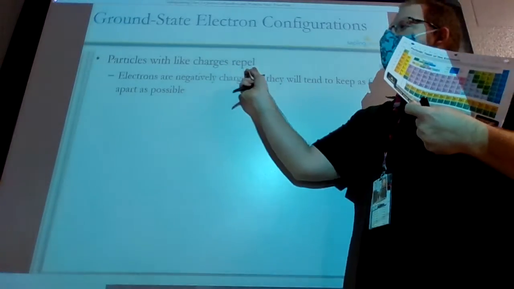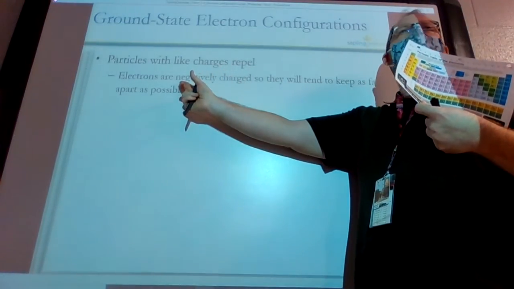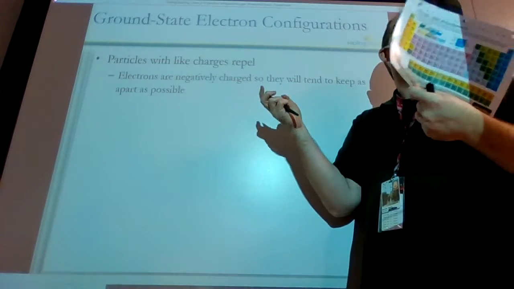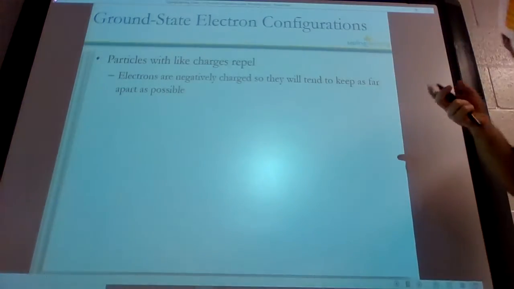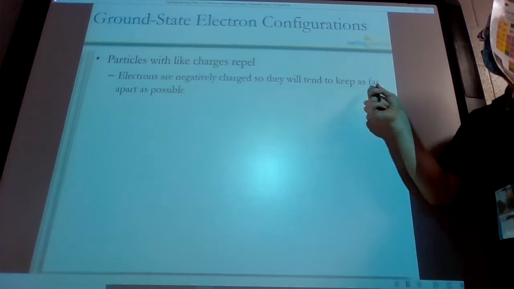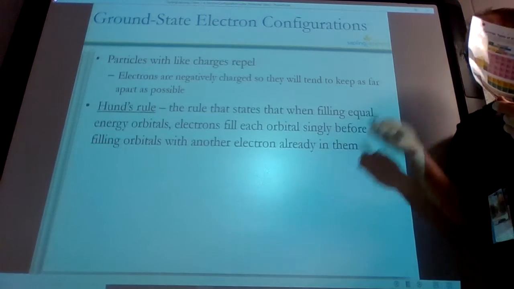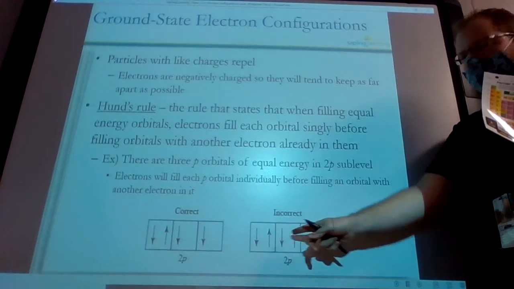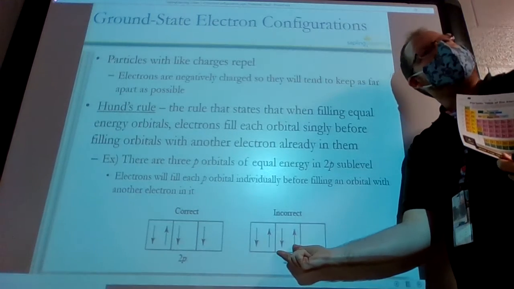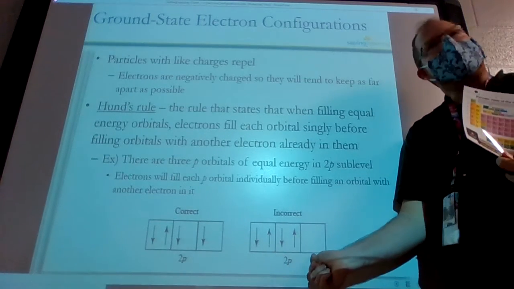Remember that particles with like charges repel. Your electrons are all negative. They don't want to be next to each other. Negative charges aren't going to want to sit right next to each other, especially in a small area like an atom. And so they tend to keep as far apart as possible. So when you have these orbitals, you're not going to have 2 electrons sitting right next to each other when there's an empty space.